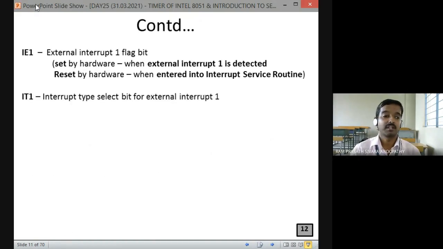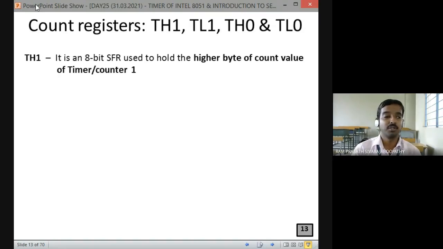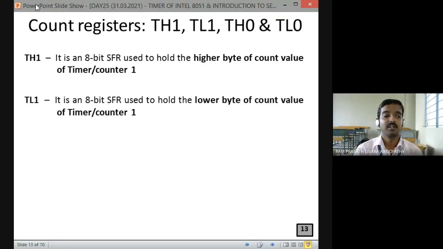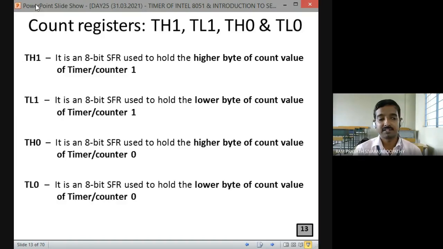Now we will get into the registers. Already I have told you TH1, it is an 8-bit SFR used to hold the higher byte of the count value of timer/counter 1. Similarly, TL1 is used for the lower byte of the count value. TH0, higher byte of timer/counter 0 value. TL0, lower byte of timer/counter 0 value. That's all. So all the 6 SFRs. Is it clear now up to this?